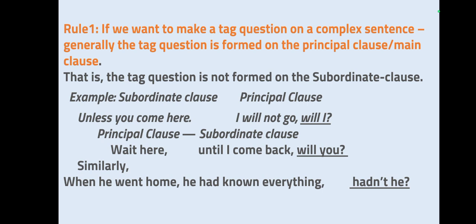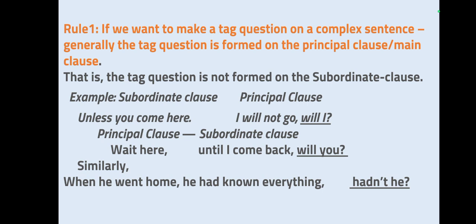Rule number one: if we want to make a tag question on a complex sentence, generally the tag question is formed on the principal clause or main clause. That is, the tag question is not formed on the subordinate clause. It means if there is a complex sentence, then we form the tag question on the main clause. In the general case, we form the tag on the main clause or the principal clause.